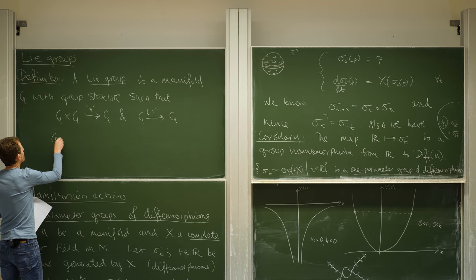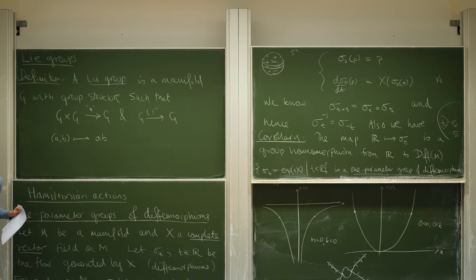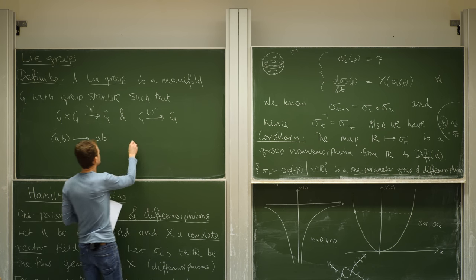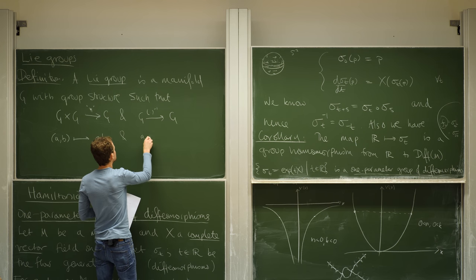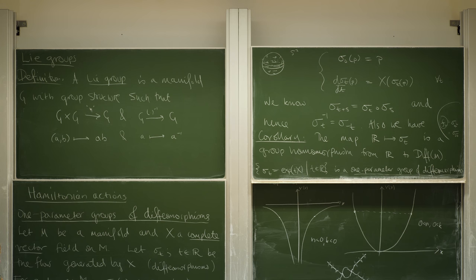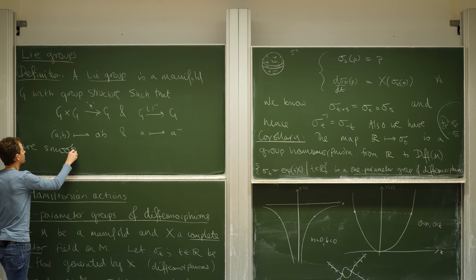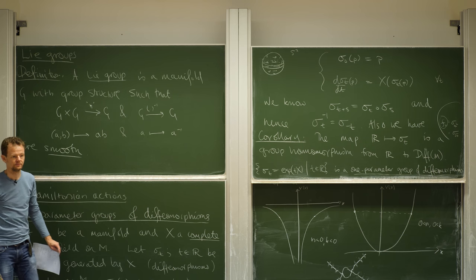And product is AB and inverse is A goes to A inverse. So you have these two maps here defined on the manifold. And it's a Lie group when these things are smooth. Smooth maps.